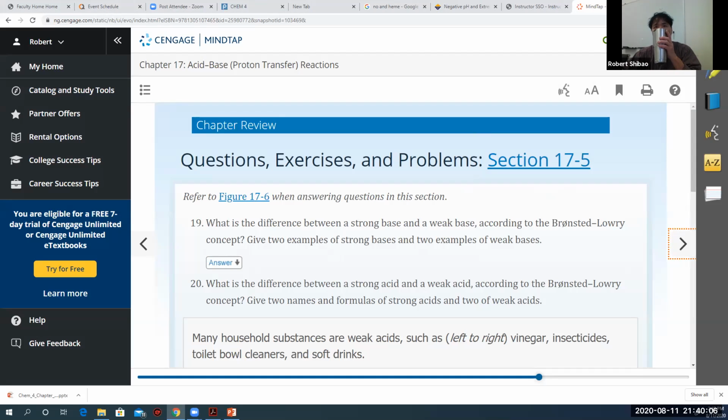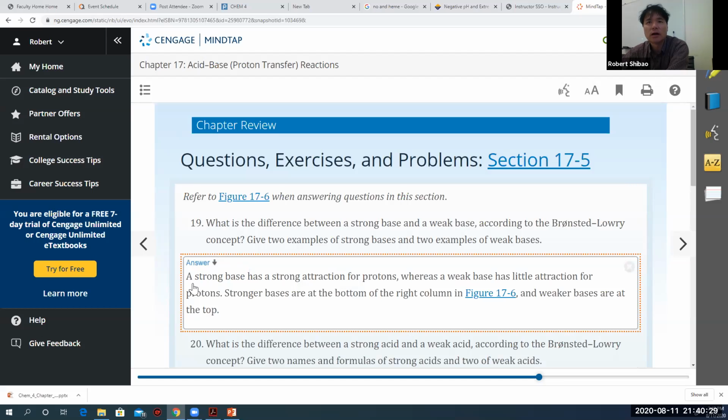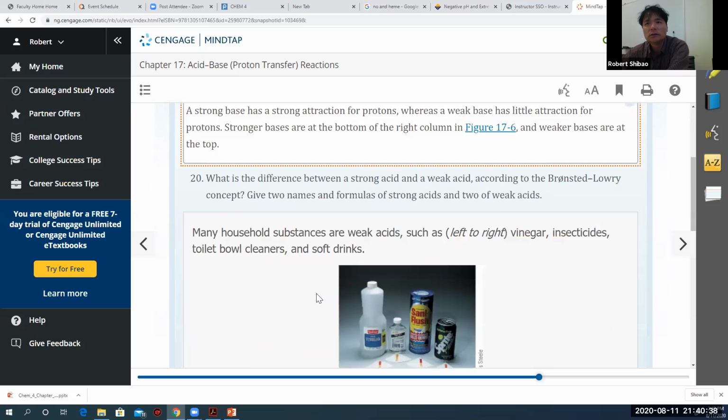19, what is the difference between a strong base and a weak base? According to Bronsted-Lowry, a strong base can pull off the proton, it's going to take off the hydrogen. A weak base doesn't have a strong attraction for the hydrogen. So a strong base in Bronsted is going to have a strong attraction for the hydrogen and pluck it off. So a strong base has a strong attraction for protons. And so they really want a hydrogen ion to pluck it off.